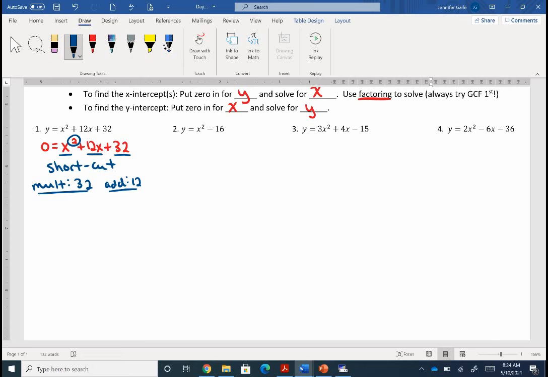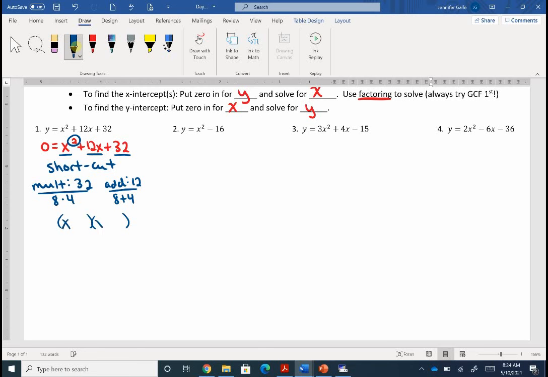What might work for us? What do we think? 32. First thing that comes to mind for me with 32 is 8 and 4. So 8 plus 4. Now, if you didn't use the shortcut in Unit 2, try it out. We will review the long way in just a minute. But if you can, try it out. The shortcut, guys, super easy.